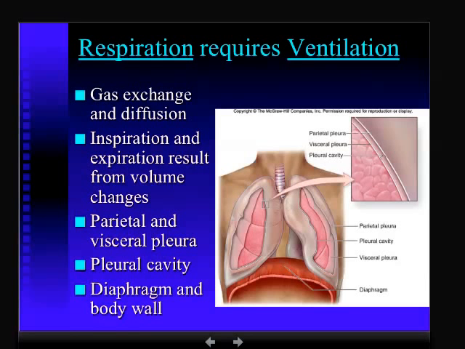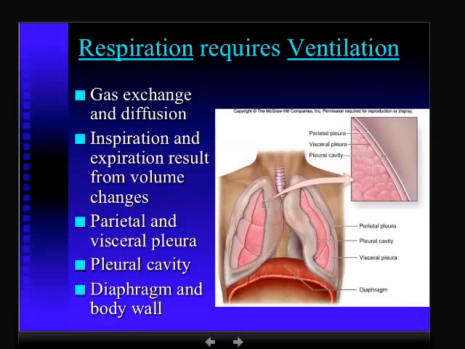I'm going to increase the volume of the thoracic cavity, or increase the volume of the pleural cavity. And in so doing, that pressure change is going to be reflected across the lung, and I'll have then a pressure differential between the alveoli and the atmosphere outside.